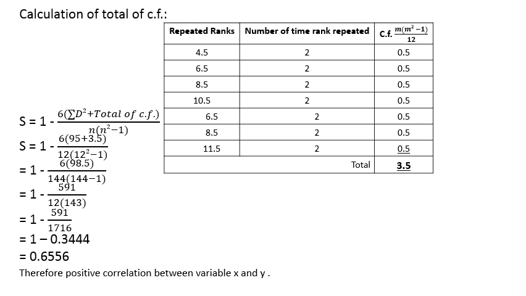Now, how do we comment on it? Since the value is 0.6, you just consider it a positive correlation. So therefore, there is positive correlation between variable x and y. This is how we find correlation in case of rank correlation with repeated values.